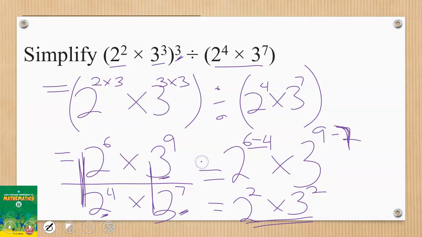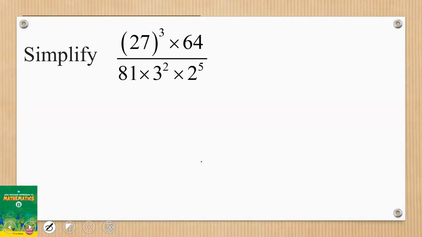Let's try the last example. Here we have to do this. Now, you see the bases are not the same, so it will be difficult to be adding and subtracting exponents. So it will be very easy if I change each of these numbers into indices.